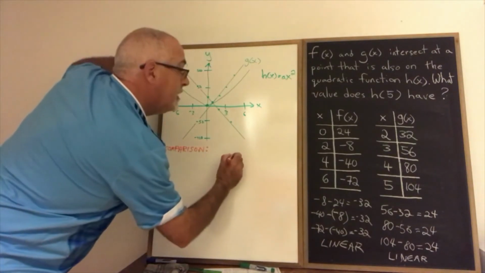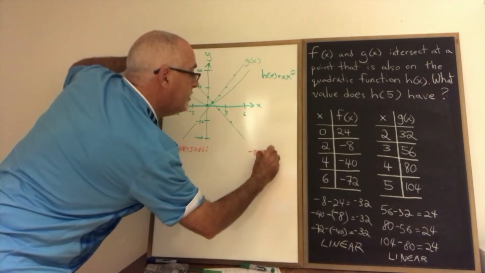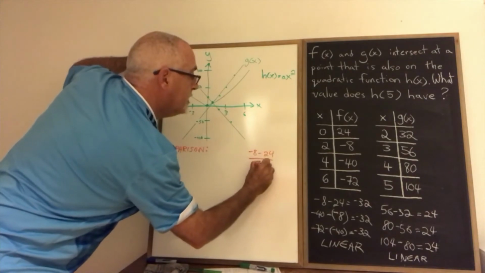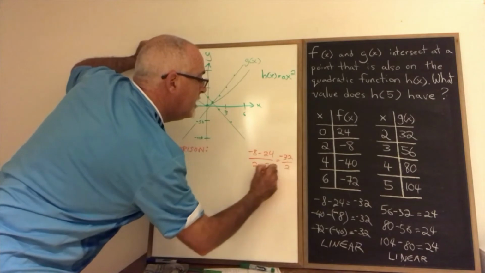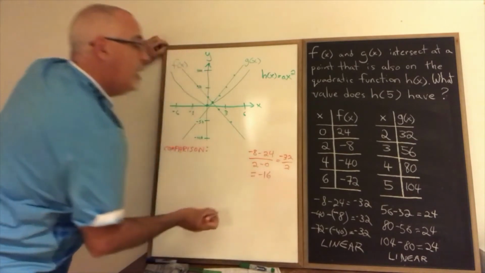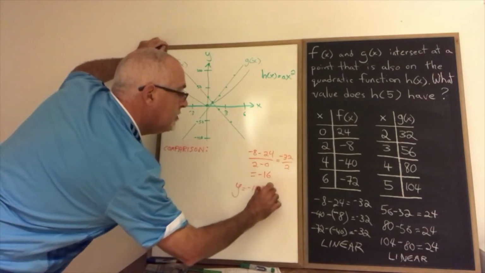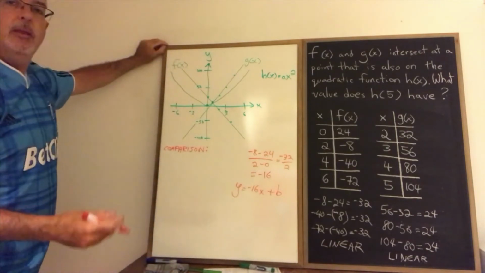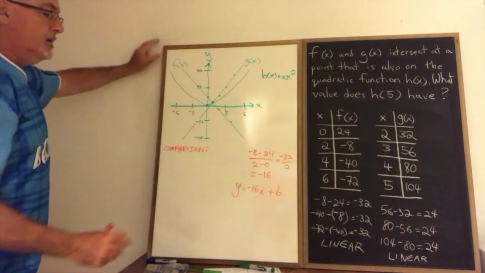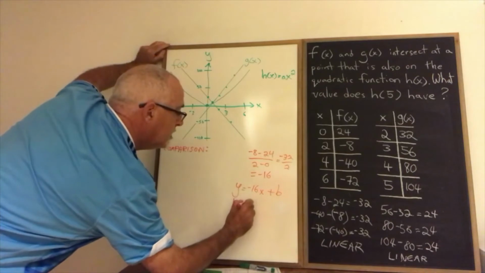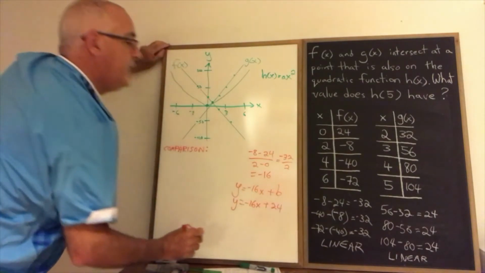So, for f of x, negative 8 minus 24 over 2 minus 0 gives me negative 32 over 2, which is negative 16. I have an equation that is y equals negative 16x plus b. But the b is given. I'm lucky. They gave me the point where x equals 0, so my equation is y equals negative 16x plus 24.